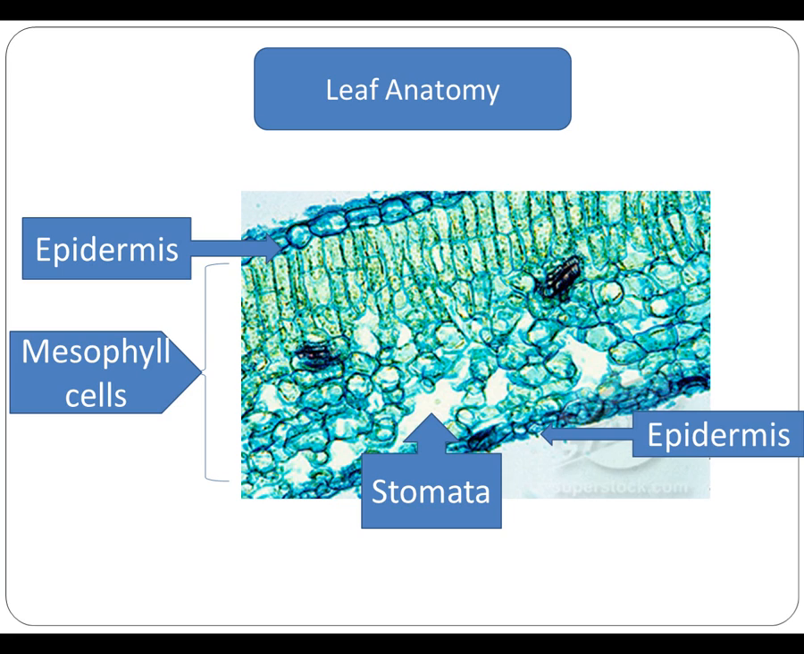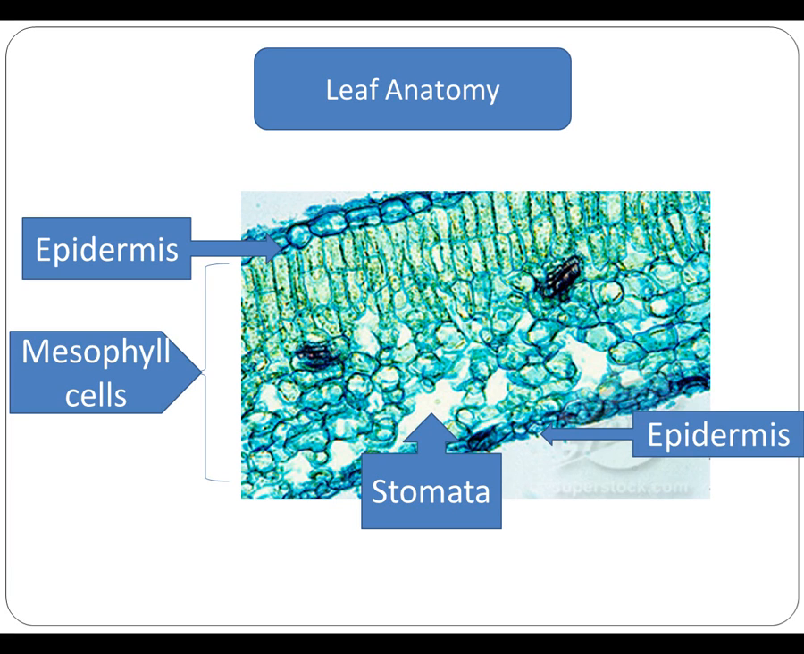Yeah, it protects, and it also is just a source of gas entry and exit. So what gas could get in? CO2. Which gas could get out? Oxygen. That is really just the basic structure of a leaf, without getting into variations in different species.